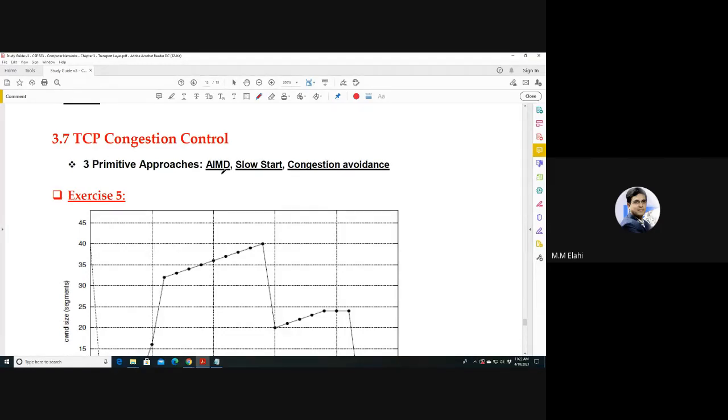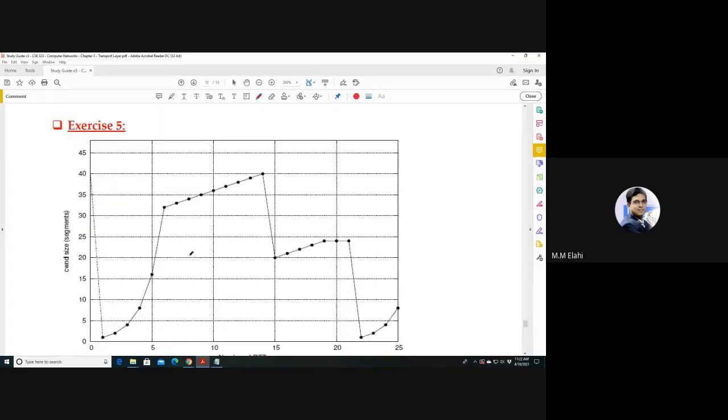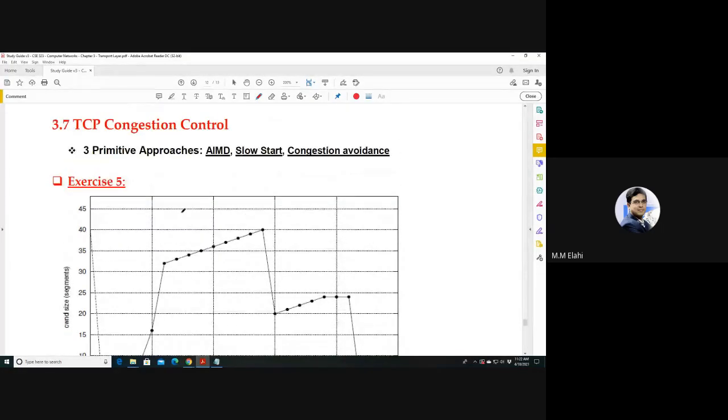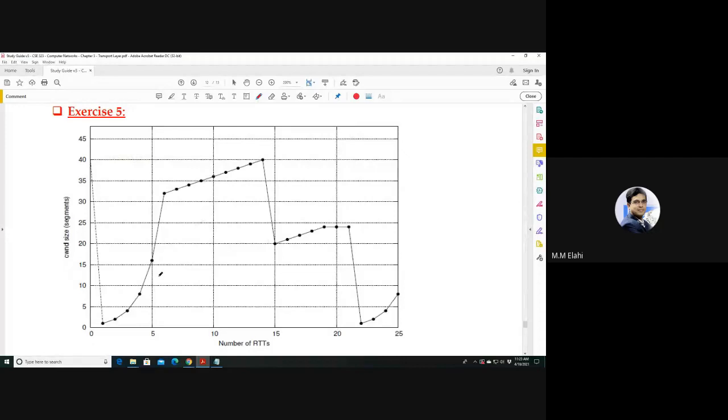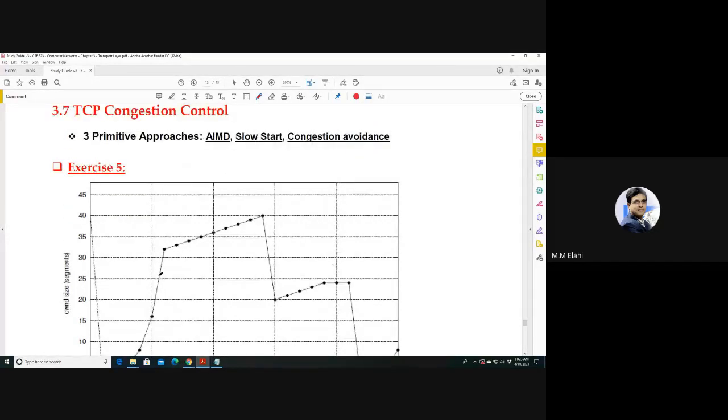So in AIMD, all approaches in congestion control work like this. If there is a loss, reduce the rate. If there is no loss, increase the rate. So it's a continuous process. In AIMD, if no loss, increase sequentially, that means from 1, then 2, then 3, then 4. And when there is a loss, make it half. Whenever there is a loss, if the current rate is, for example, 40, it will be 20. If the current rate is 30, it will be 15, like this.